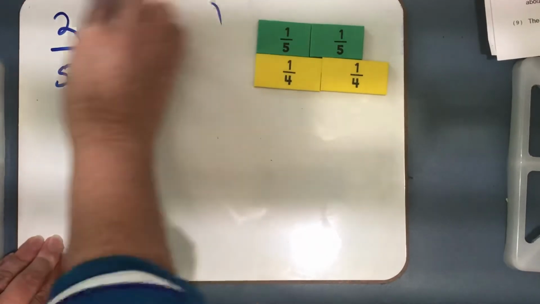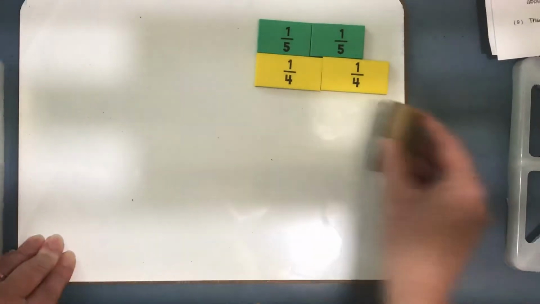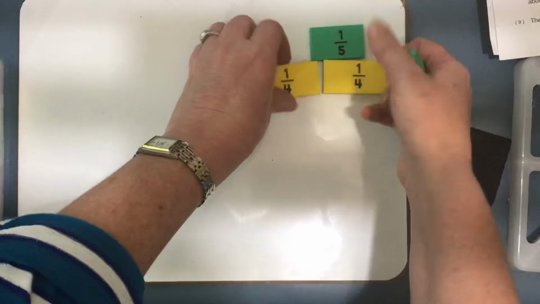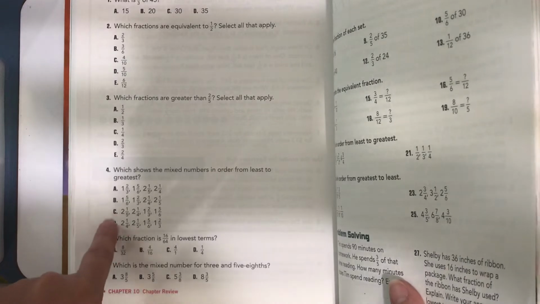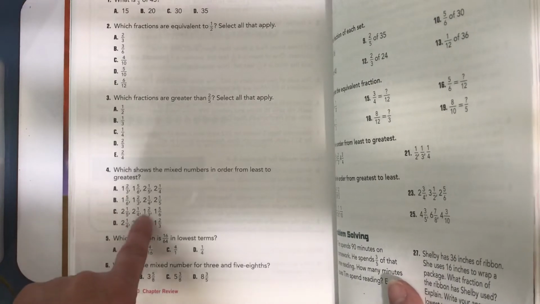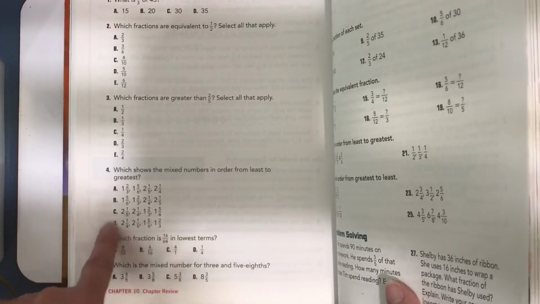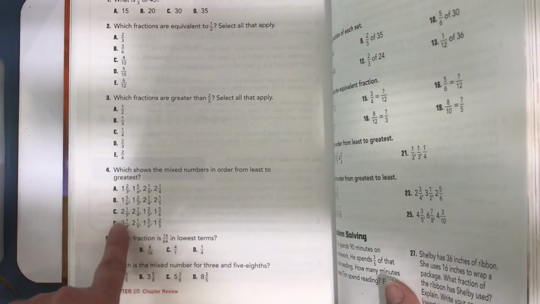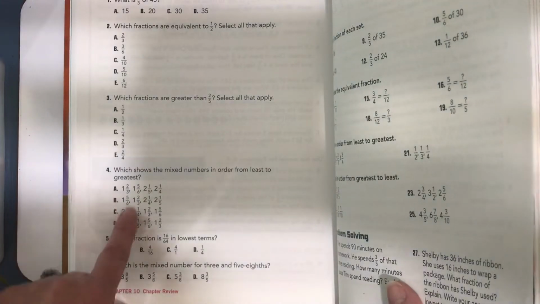All right, then on number 4, it asks you to order the mixed numbers from least to greatest. So if I look at this problem, I want them from least to greatest, and I see I have 4 mixed numbers. I can see already that C and D I can eliminate because 2 is bigger than 1. Okay, so and 2 is bigger than 1, so those are not going to be correct. So it's either going to be A or B. So let's look and see what those choices are, because those are the ones that come first.